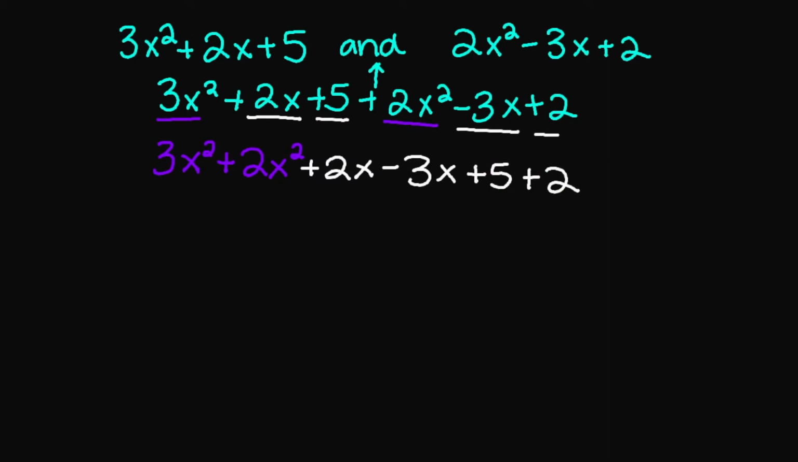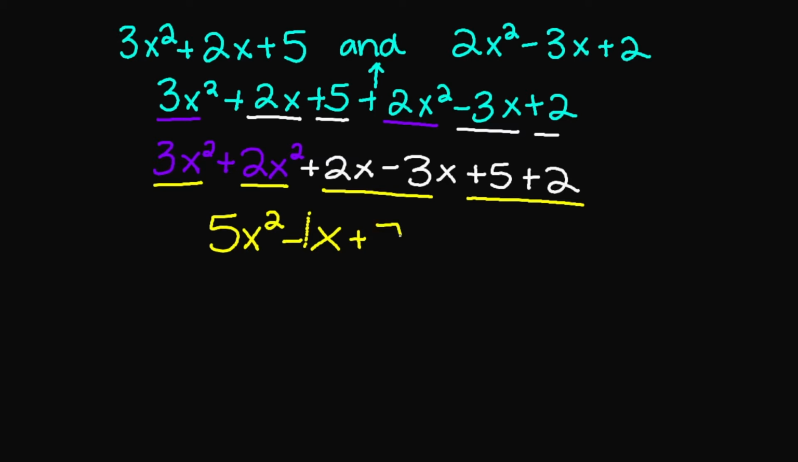Now that my like terms are next to each other, it's a little easier for us to add or subtract. Now we're going to actually combine our like terms. So we have 3x squared plus 2x squared. This is going to give us 5x squared. Next, we have 2x minus 3x. This is going to give us a negative x, because don't forget we have our imaginary negative 1 here. And then last, we have 5 plus 2. This is going to be a positive 7. Since I cannot simplify any further, your final answer is 5x squared minus x plus 7.